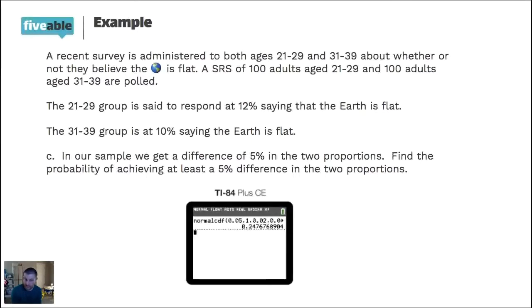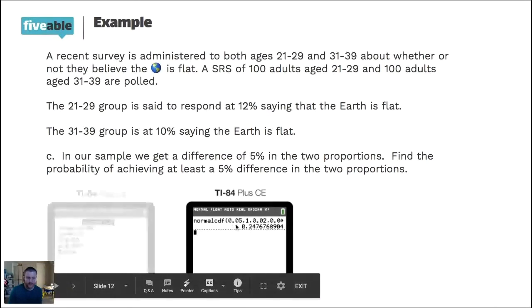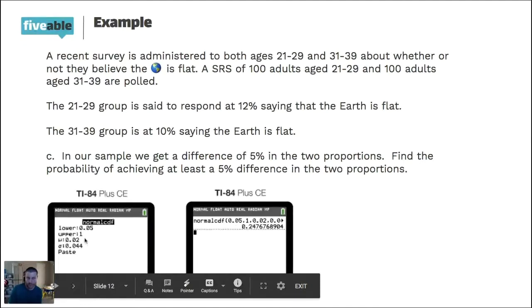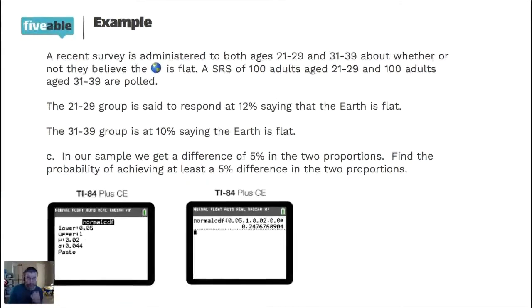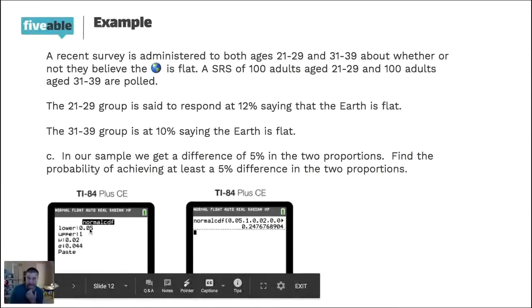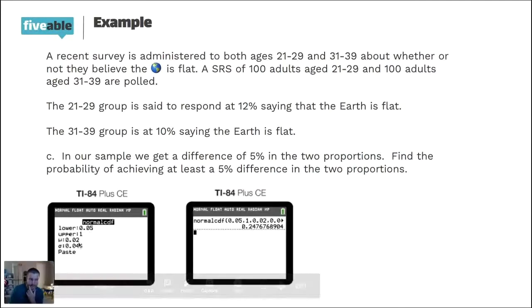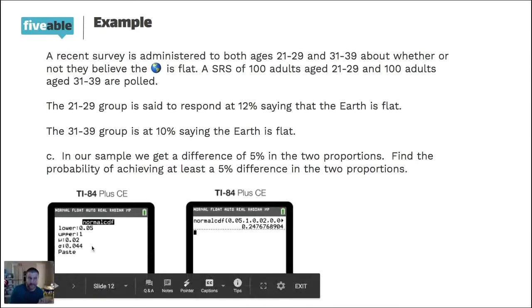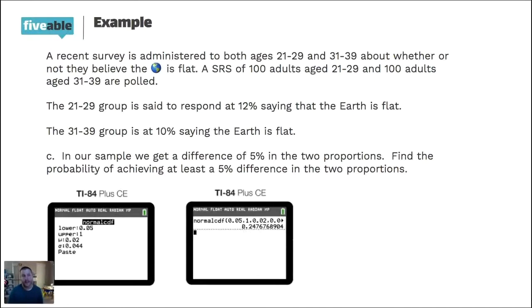Okay, so as you see, I went straight to my normal CDF. My lower limit was 0.05, and the upper limit 1, because I can't have a proportion that's more than 1 anyway. And that's more than 3 standard deviations away from the mean. My mean was 0.02 from my previous slide. My standard deviation was 0.044, which gave me a probability of 0.247. So basically, I take a small sample, and I get that the difference is 5%.